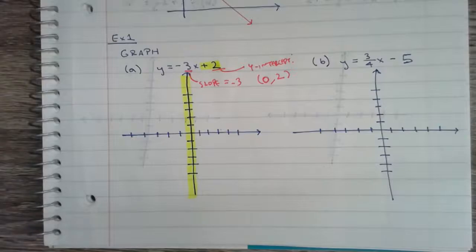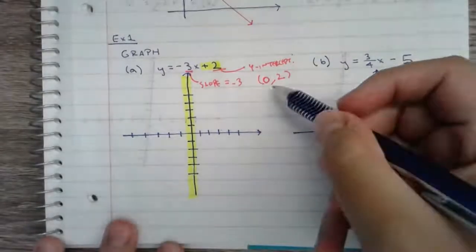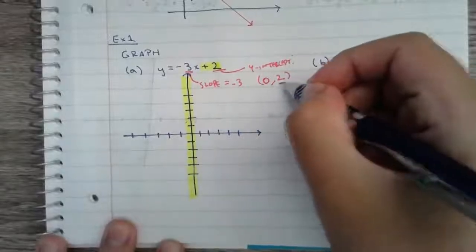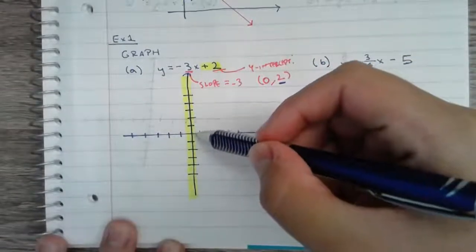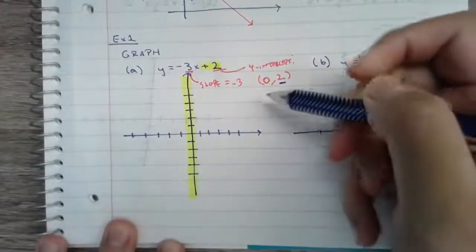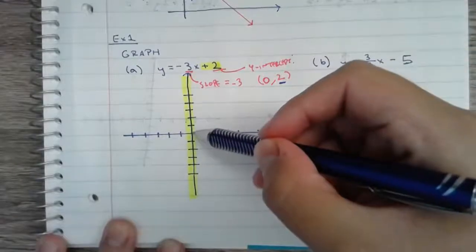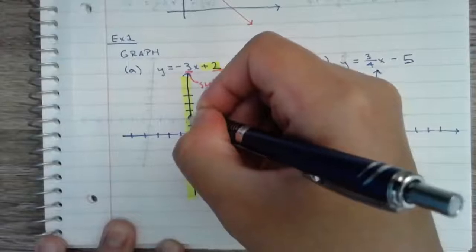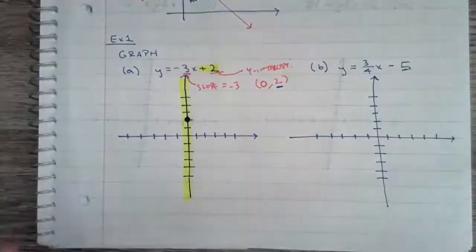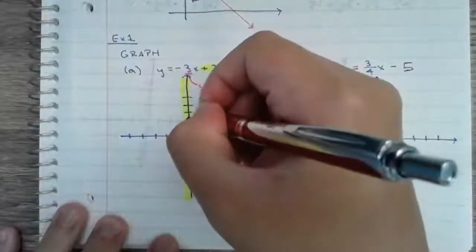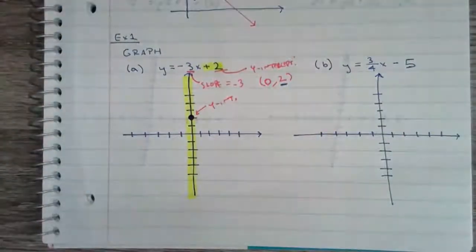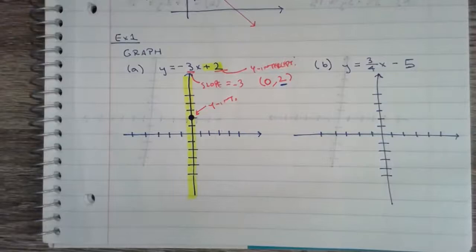Now let's go ahead and graph our y-intercept. My y-intercept is 0, 2. So you have to find where your 2 is. Do you have to go up 2 or down 2? Well, it is positive, so you have to go up 2. I'm going to go 1, 2. So right here, that's your y-intercept. I'll abbreviate it as y-in. That's the y-intercept right there.